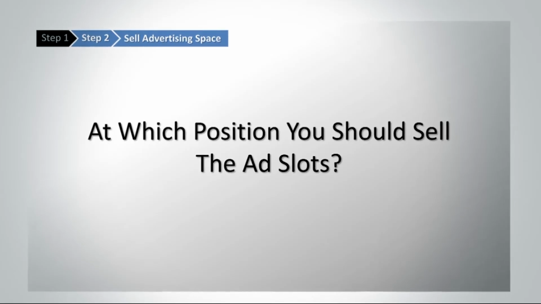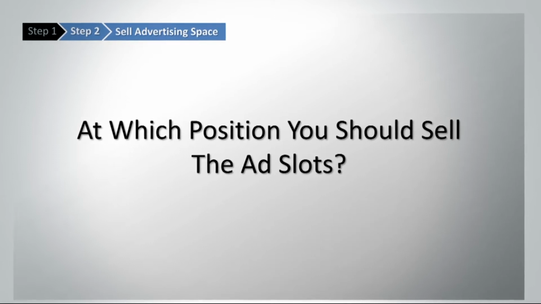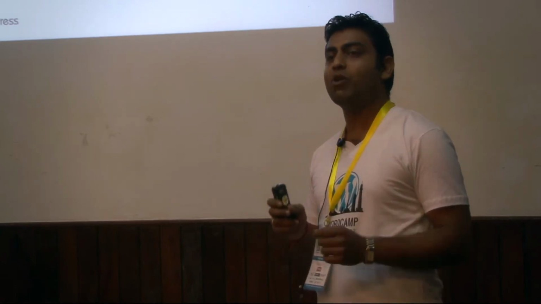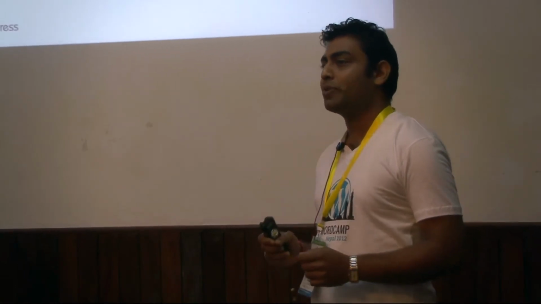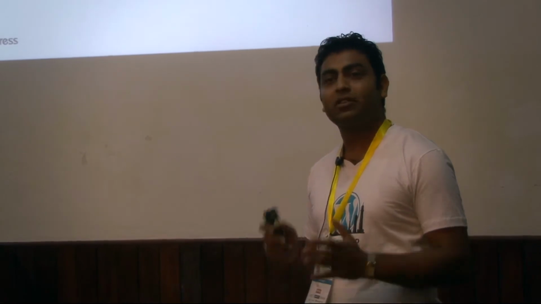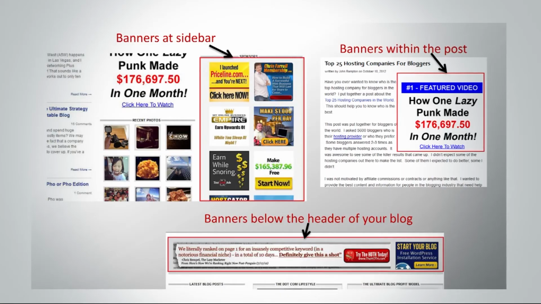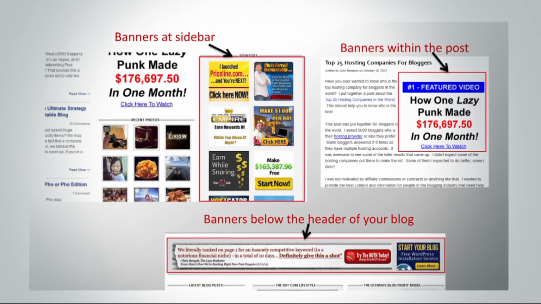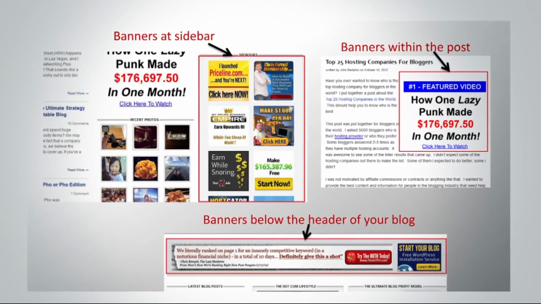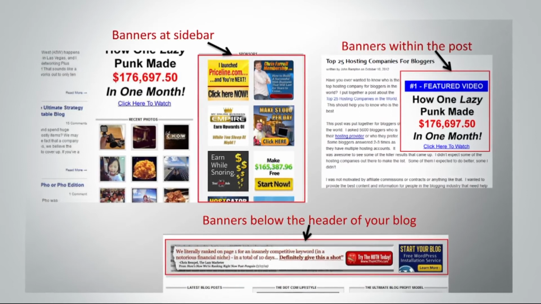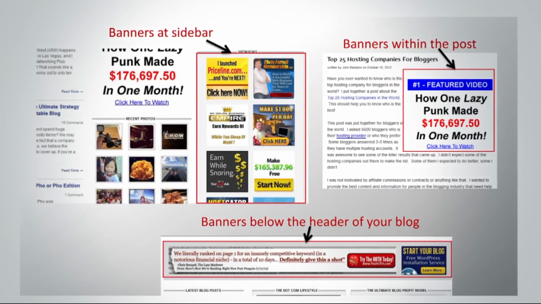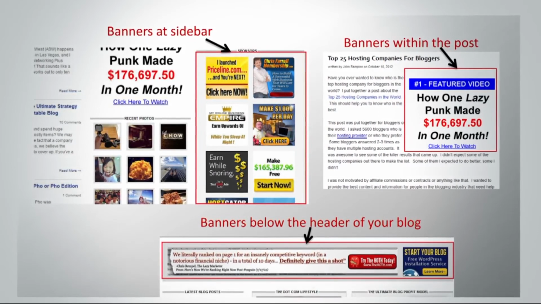Now the question is, at which position should you sell the ad slots? Selling ad slots doesn't mean that you have to focus on only one position. You can open up multiple positions of ad slots in a blog. I've selected some of the most common ad slots used by people and am showing them to you. One thing you can do is put the ad slots in a sidebar, 125 by 125 pixels. That's the most common ad format.